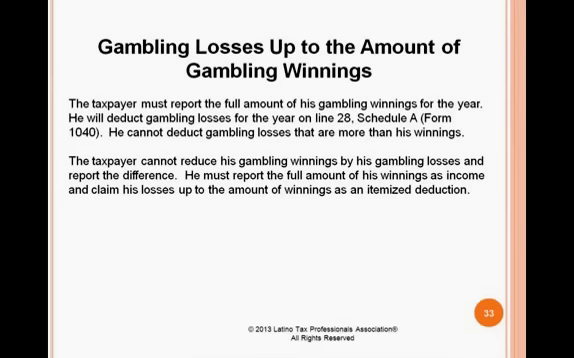You must report the full amount of gambling winnings for the year. You will get a W-2G. That information is entered, then you see that income, and we talked about it for line 21 of the 1040. And then you may deduct your losses, no more than winnings, on line 28 of Schedule A. You cannot reduce your gambling winnings by gambling losses and then just report the difference. You must report the full amount of winnings as income and claim losses up to the amount of winnings.